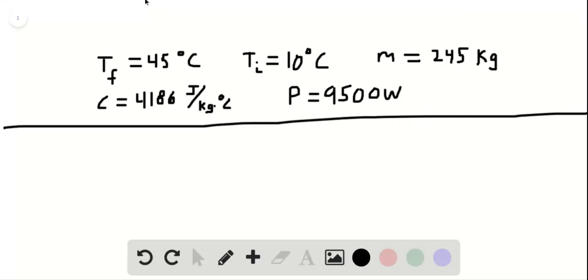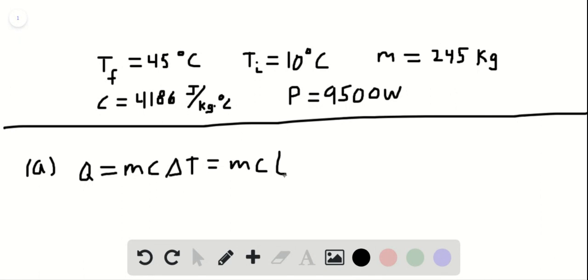Okay. So for part A, the amount of heat energy required is given by equation 14-2. According to equation 14-2, Q, the energy, is equal to the mass times the specific heat constant C times the change in temperature delta T. Well, this is going to be equal to the mass, which we know, times C, which we know, and delta T is T final minus T initial.